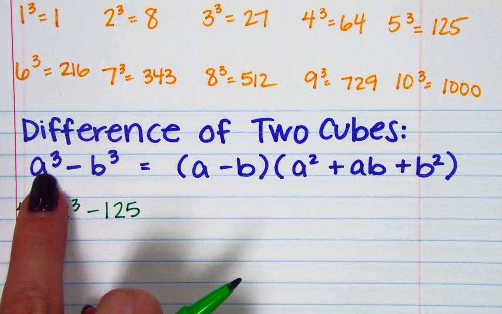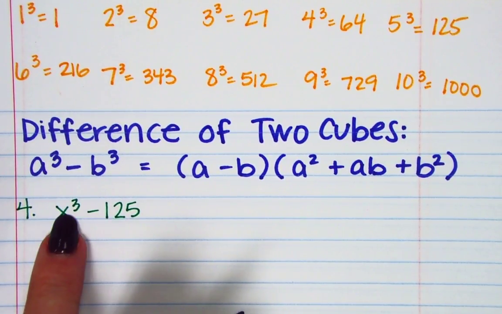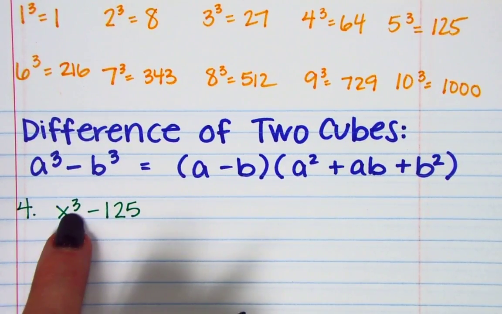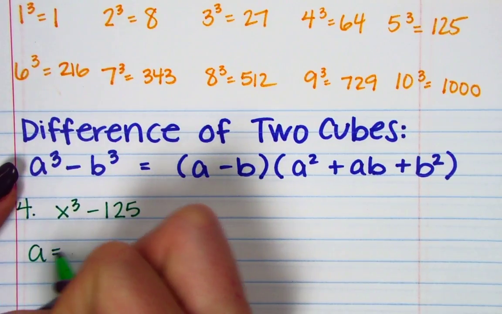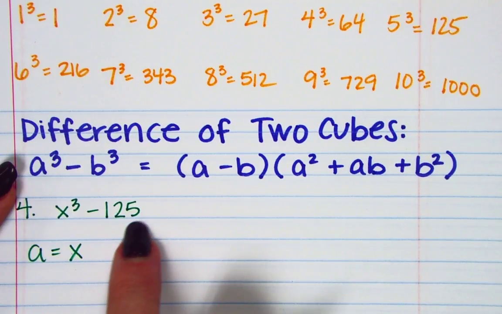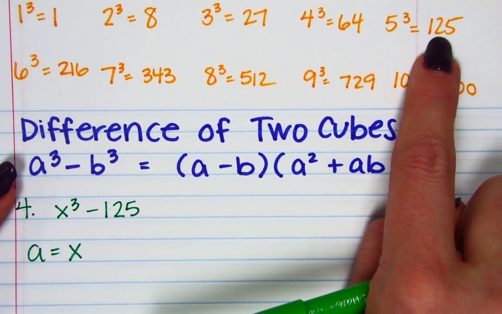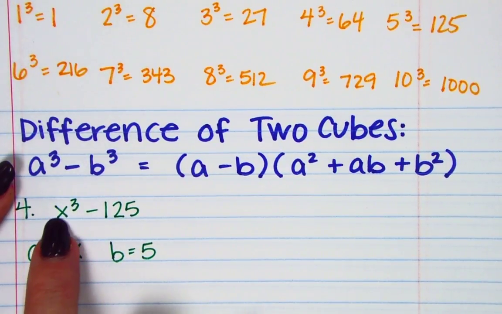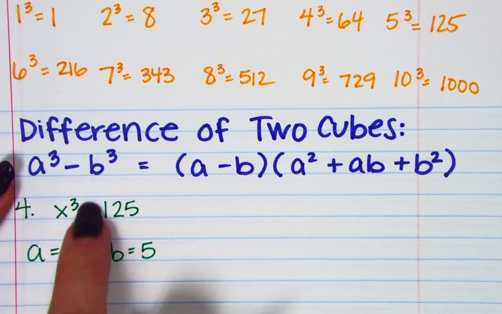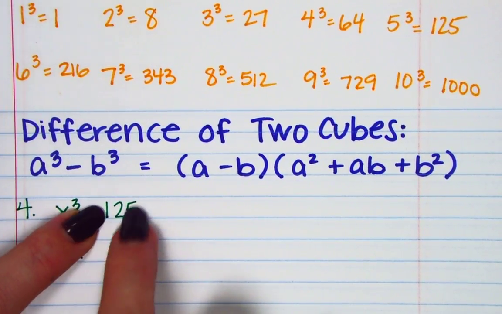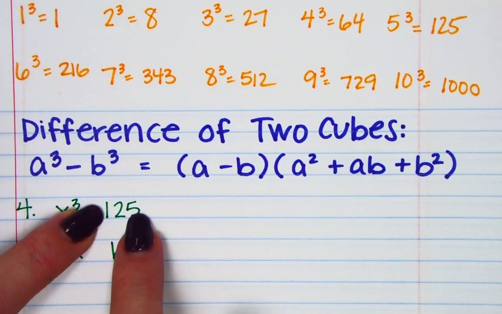It's where a is what's cubed. So x. x will be in the a position. See, it's in the same position. a cubed, x cubed. So a is x in this problem. And b cubed is this. Well, what cubed gives you 125? 5, right? 5 cubed equals 125, so b will be 5. Because it's a cubed minus b cubed, the minus stays the same, and this is b cubed. So b will be 5, the cube root of 125.